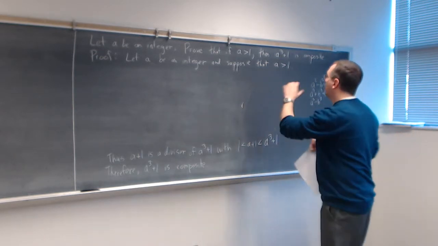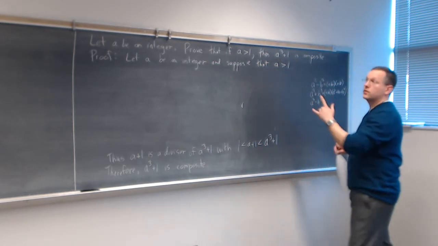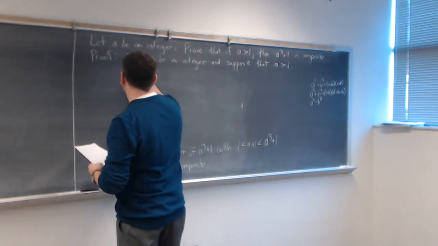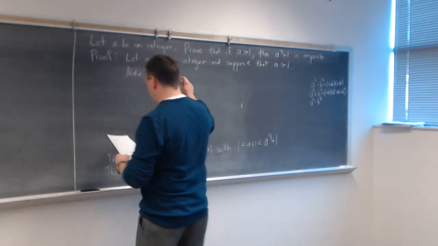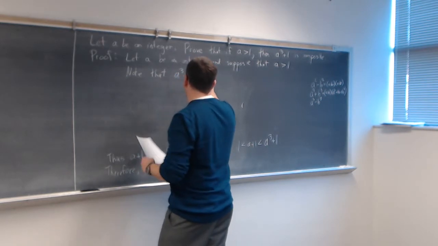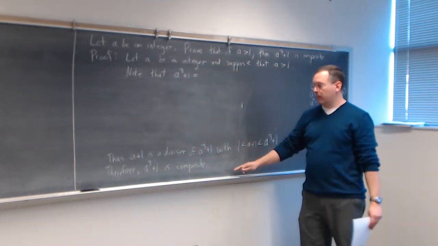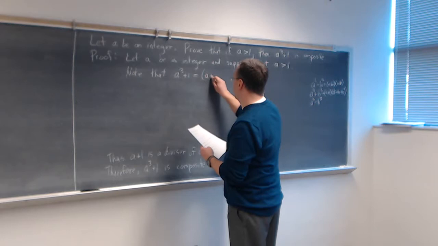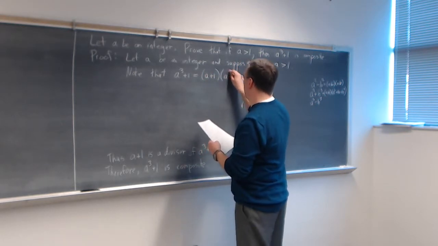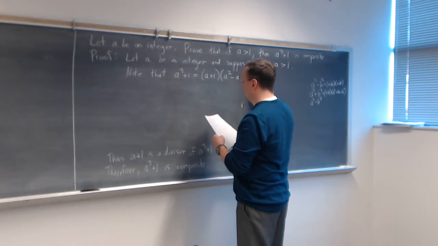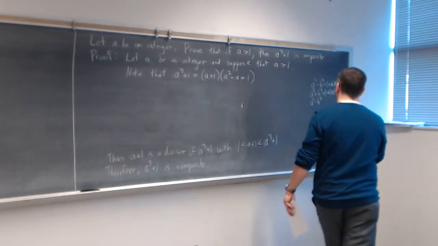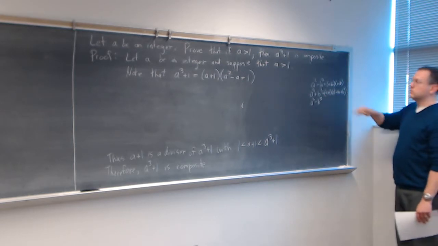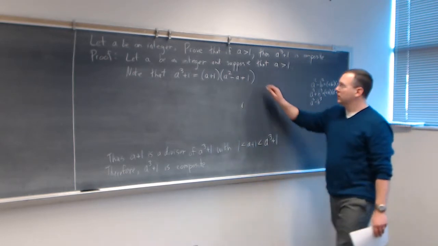So in my mind, I notice that a cubed plus 1 is the sum of cubes, and I know I can factor that. So I would say, note that a cubed plus 1 factors, right? We're trying to show it's composite, so we can show that it factors some way. We need a divisor. I would say this is a plus 1 times a squared minus a plus 1. I said plug in 1 for b, sorry. So it's a squared minus a plus 1. Okay? That's what I would say.